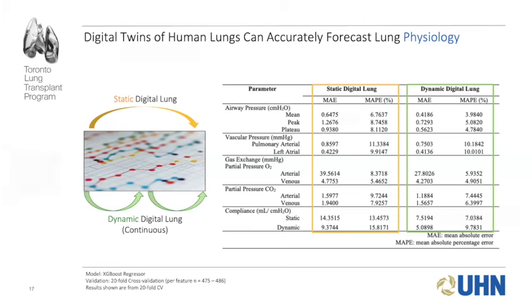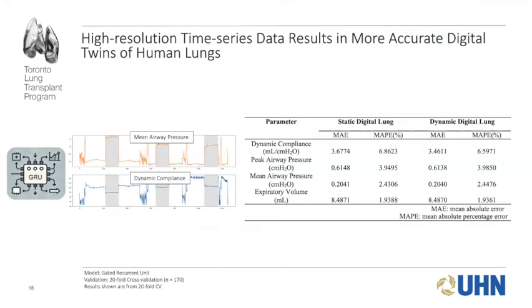more accurate. And here, moving on to the high-resolution time series data. So over here, we're showing that by using this high-resolution data, we can really generate a more accurate digital twin. And the idea here is that for a subset of physiological parameters, including compliance, mean airway pressure, peak airway pressure, and expiratory volume, we have per breath high-resolution data, meaning that instead of having one data point per hour, we now have a value measured for every breath.